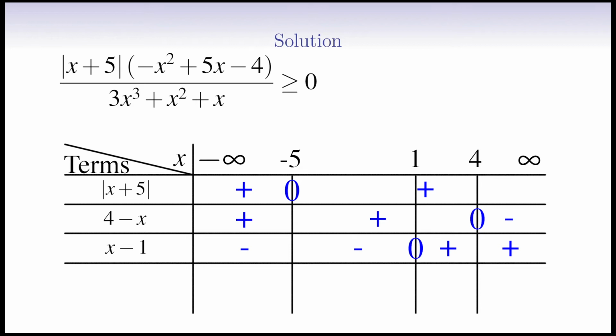The last item to investigate is the denominator. This term is a cubic polynomial, but it has a factor of x in each term that can be factored out. So, we have a product of x and a quadratic polynomial. First we put the term x in the table.